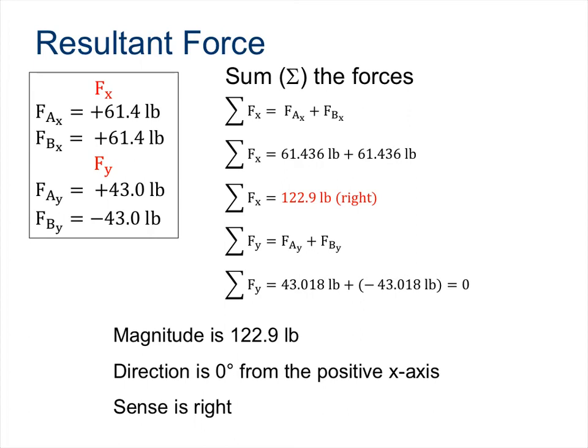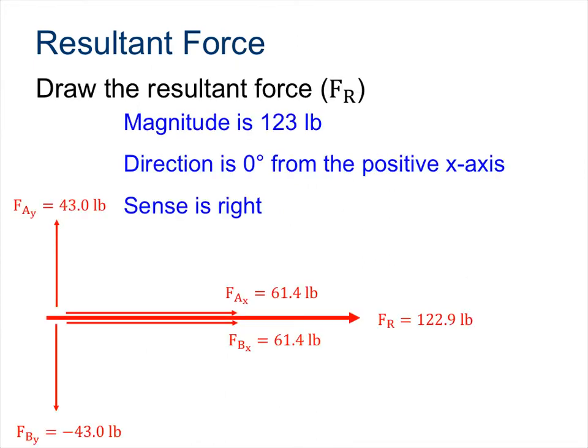So our direction is going to be 0 degrees from the positive x-axis since it's directly going to the right. And then for our sense, we would just say it's going right for this force. On this side, you can just see a picture representing the resultant force. It has a magnitude of approximately 123 pounds of force. Its direction is 0 degrees from the positive x-axis, and the sense is directly to the right.